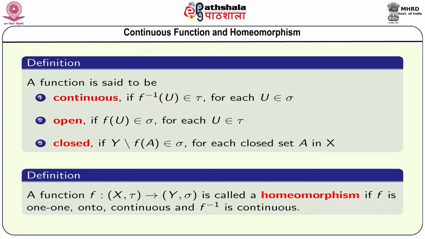A function is called a closed map if it takes closed sets of X, the domain, to closed sets of Y, the codomain. Now, we define what is called a homeomorphism. A function f from (X, τ) to (Y, σ) is called a homeomorphism if f is one-one and onto, continuous, and f inverse is also continuous.